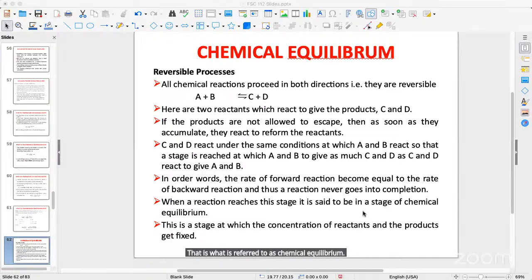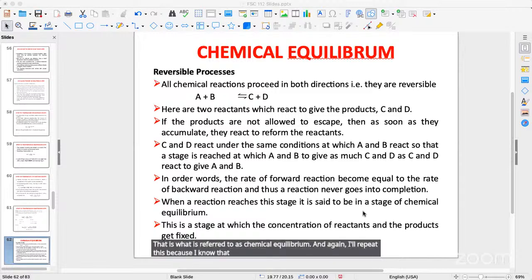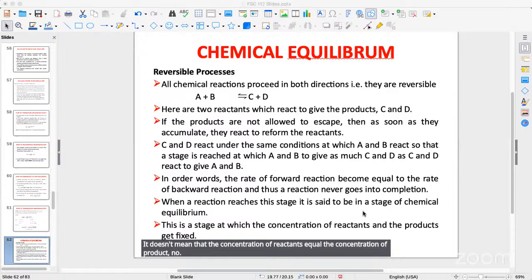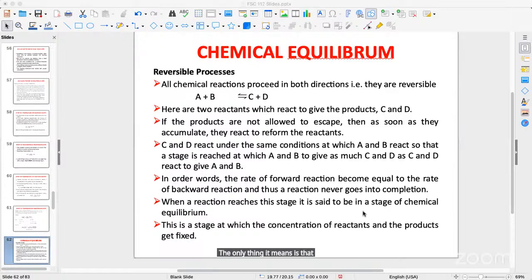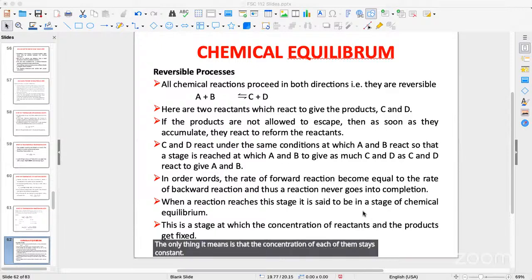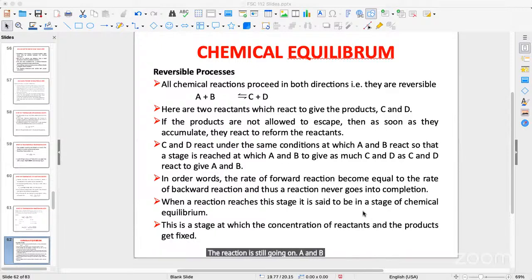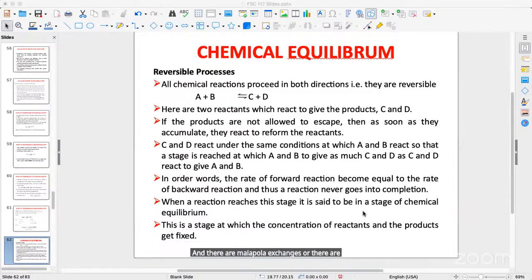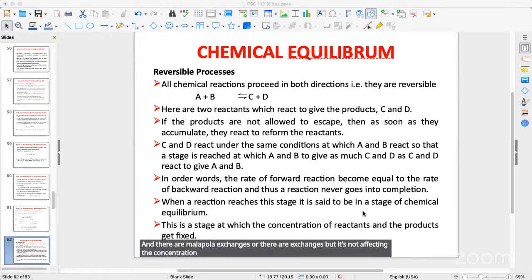And again, I'll repeat this because we had this issue the last time where students thought that the concentration of the reactant equals, no. It doesn't mean that the concentration of reactants equals the concentration of product, no. The only thing it means is that the concentration of each of them stays constant. The reaction is still going on. A and B is still forming C and D. C and D is still forming A and B. But the rate at which both of them are moving is just the same. And there are molecular exchanges, but it's not affecting the concentration because those rates remain the same.